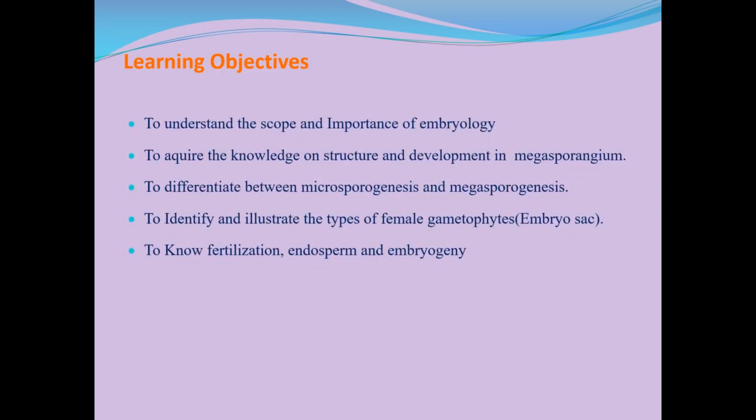Learning objectives. To understand the scope and importance of embryology, to acquire knowledge on the structure and development of the megasporangium, to differentiate between microsporogenesis and megasporogenesis, to identify and illustrate the types of female gametophyte, that is, embryo sac types, to know fertilization, endosperm, and embryogeny.